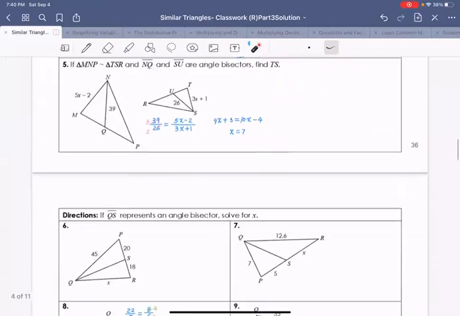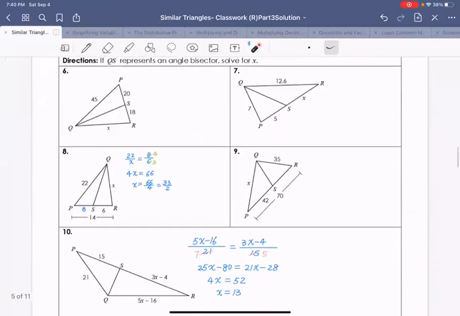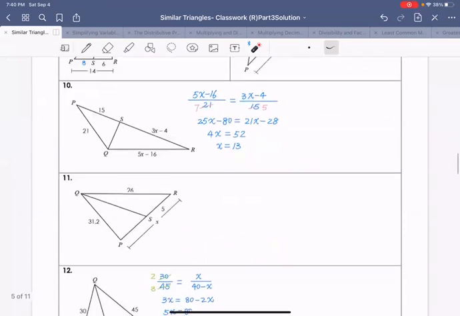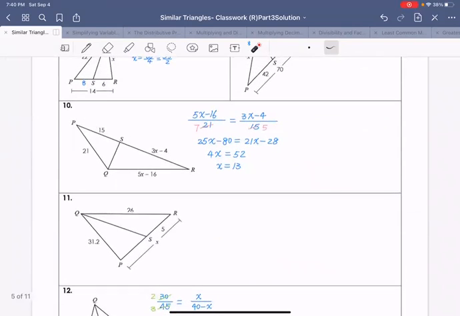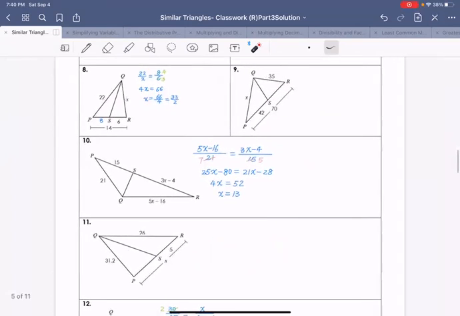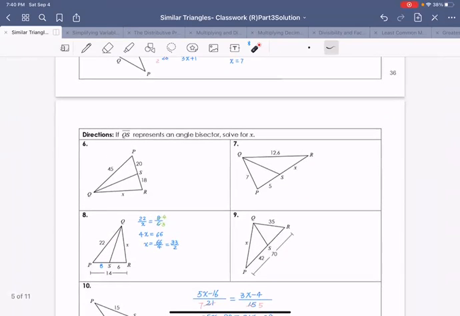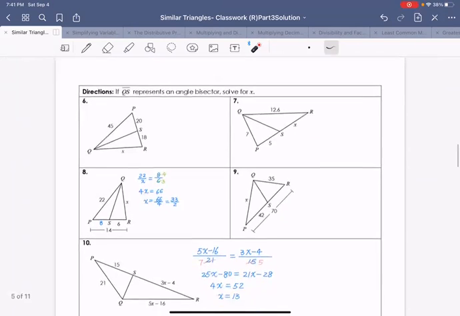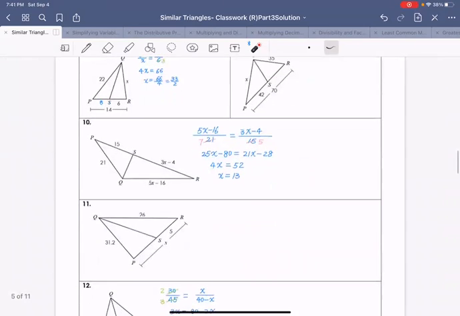Next. Let me see if there is a more complicated case. All right. Let's see here. We are going to do the angle bisector. We are going to use the angle bisector theorem, okay? Albert, let's do number 11. Go ahead.